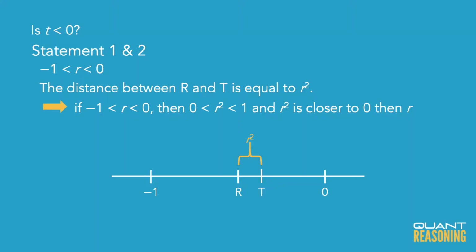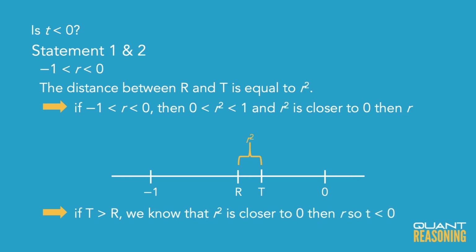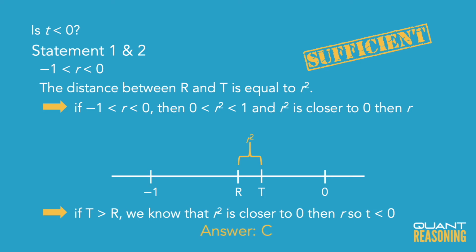But if we know that the distance of t from r is shorter than the distance between 0 and r, then no, t can't make it past 0, and therefore we know for sure that t is negative, and these two statements combined are sufficient, and the correct answer is C.